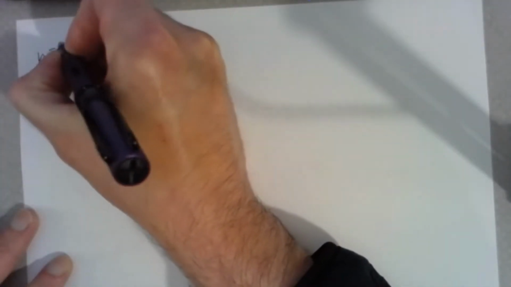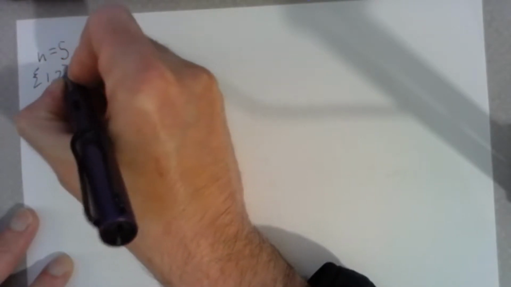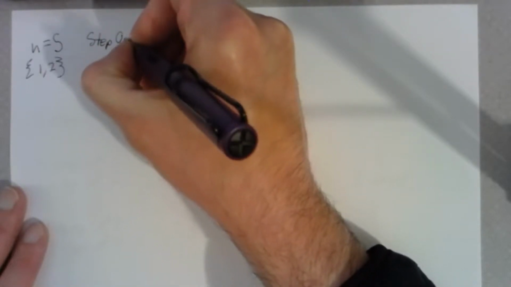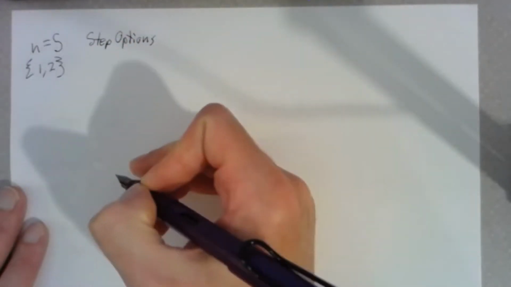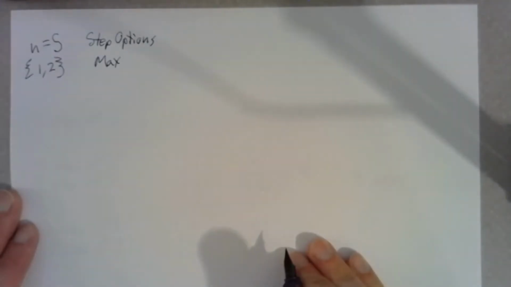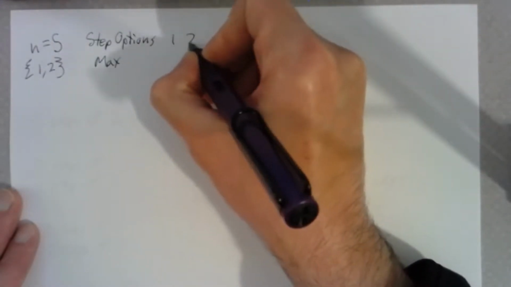Okay, so new sheet of paper. So here, just to remind ourselves, we had a staircase of length 5, and we're dealing with step options of 1 and 2. Okay, I'm going to create sort of a table here, and along the top, I will have our step options. And one thing I want to add here is sort of a max of each of these options. Okay, so I have my step lengths of 1, my step lengths of 2.